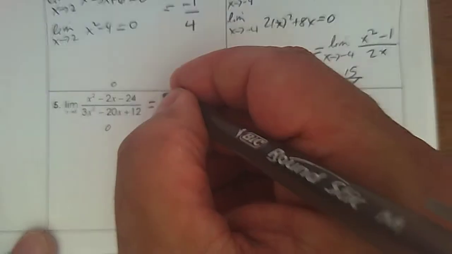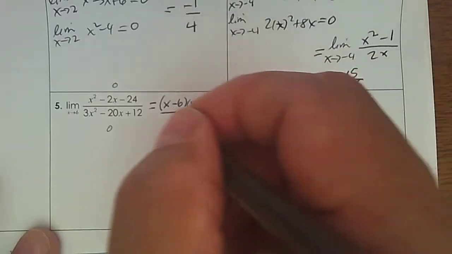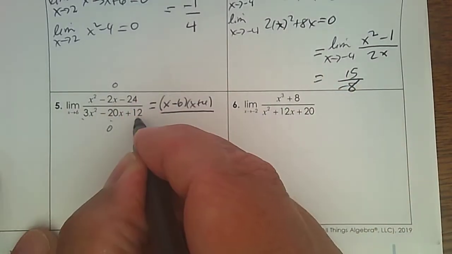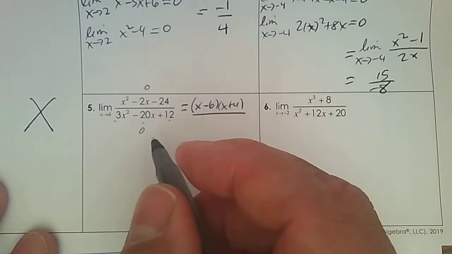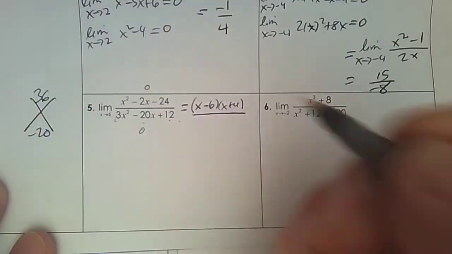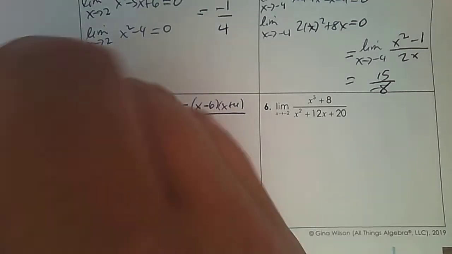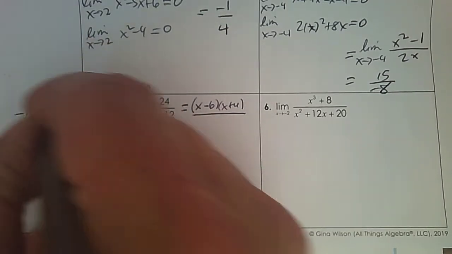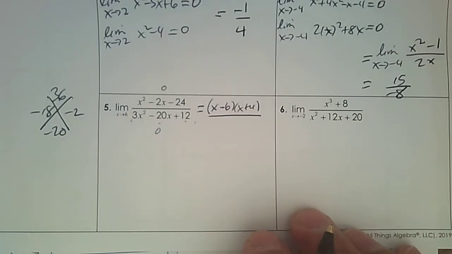So the numerator, when we factor it, is x minus 6 and x plus 4. The denominator, when I factor it, I'm first going to factor out a common factor. No, there's no common factor. So on the side, I'm going to factor a more complicated trinomial. I'm going to go 3 times 12 is 36, and negative 20. So the two numbers that multiply to 36 and add to negative 20 are negative 18 and negative 2.